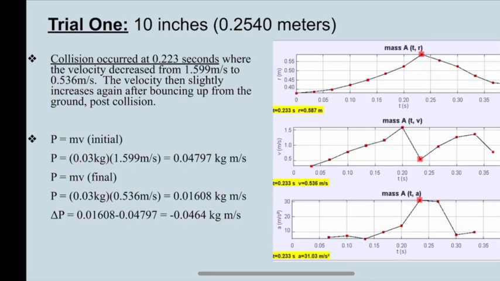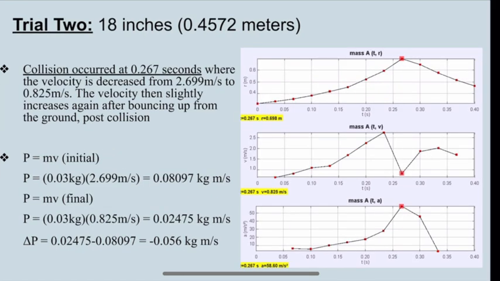For each trial, we used p = mv to determine the initial and final momentum for the change in momentum in each trial. For trial 1, we dropped the ball from 10 inches. The collision occurred at 0.223 seconds. The velocity decreased, and the change in momentum was negative 0.0464 kilograms meters per second. In trial 2, we dropped the ball from 18 inches. The collision occurred at 0.267 seconds, and we used p = mv to determine the change in momentum, which was negative 0.056 kilograms meters per second.